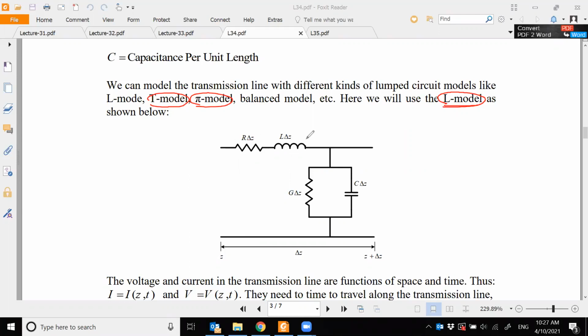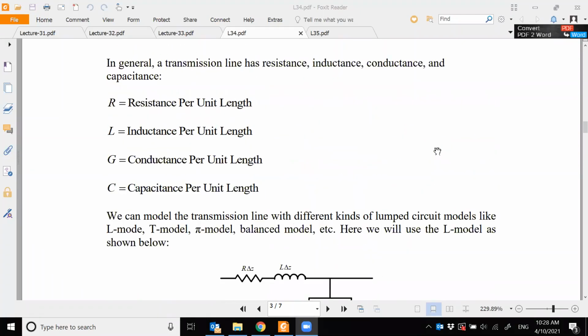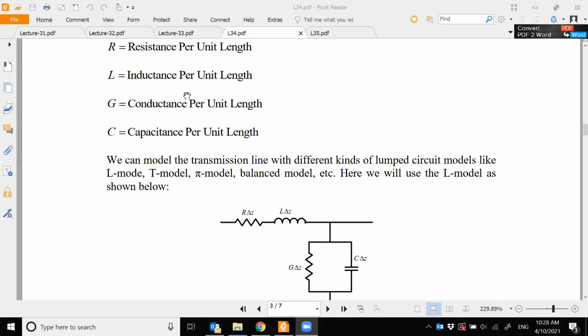And the inductance of the transmission line, I'm putting this as L times delta Z. Then I have a capacitance in parallel, C times delta Z, and a conductance, which is G times delta Z. Now, what do this resistance and inductance actually represent? We have studied this in our previous lectures.